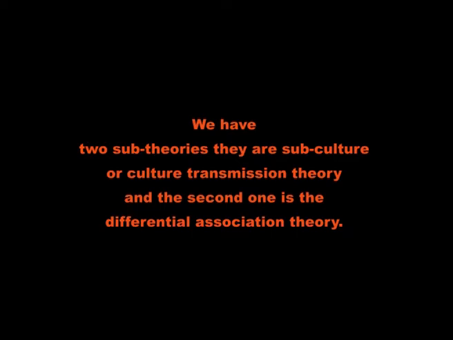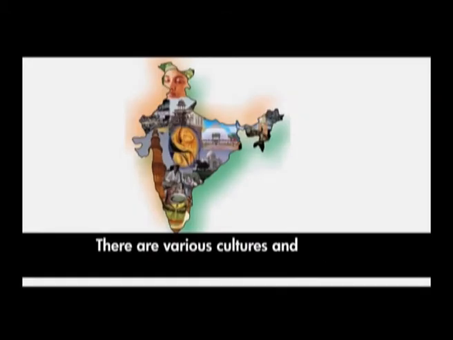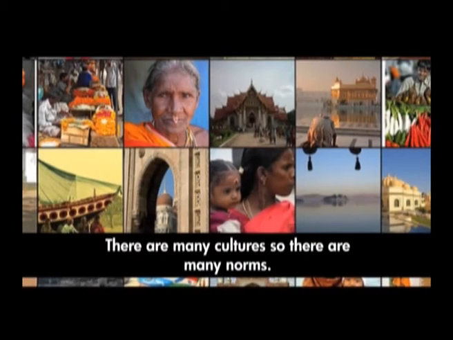Now, the second theory is socio-cultural learning theory. We have two sub-theories. One is subculture or culture transmission theory, and the second one is differential association theory. Let us delve into subculture or culture transmission theory. In a society, there are various cultures and religions. Since there are many cultures, there are many norms. This leads to socially deviating behavior.